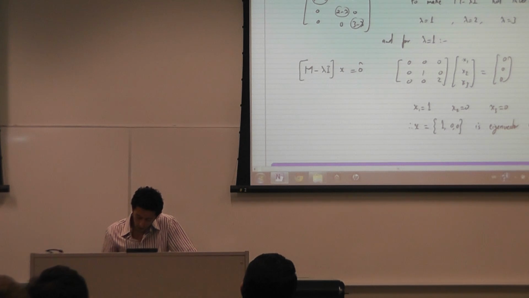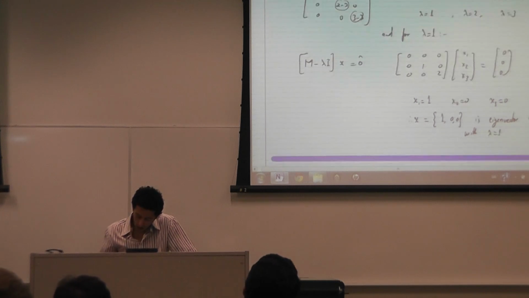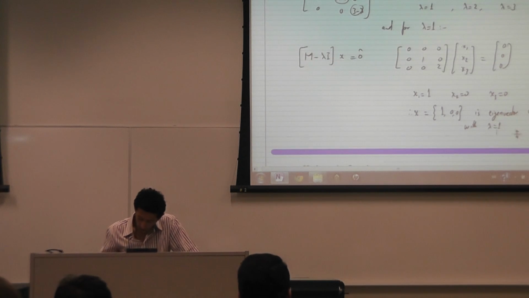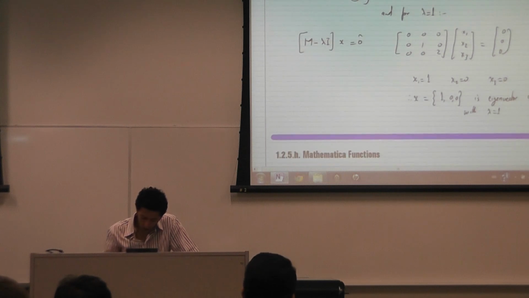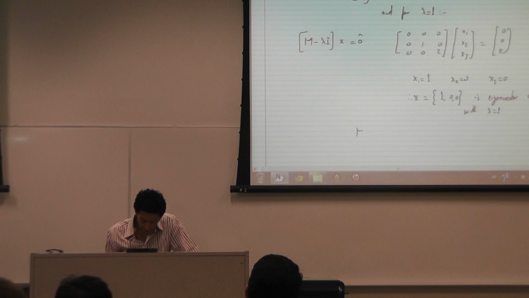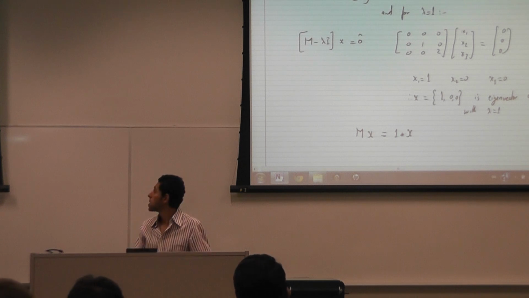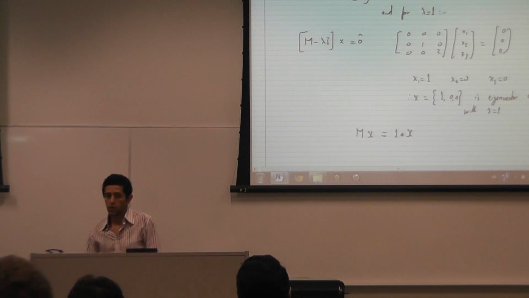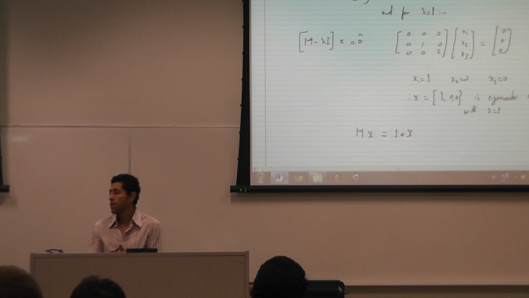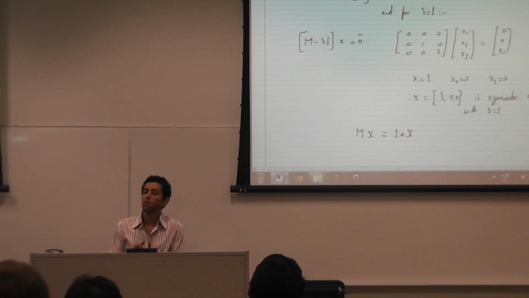associated with lambda equal 1, which means if I take M multiplied by x, I'm going to get 1 multiplied by x. And notice the following: if I have an eigenvector, any multiple of that eigenvector is still an eigenvector.